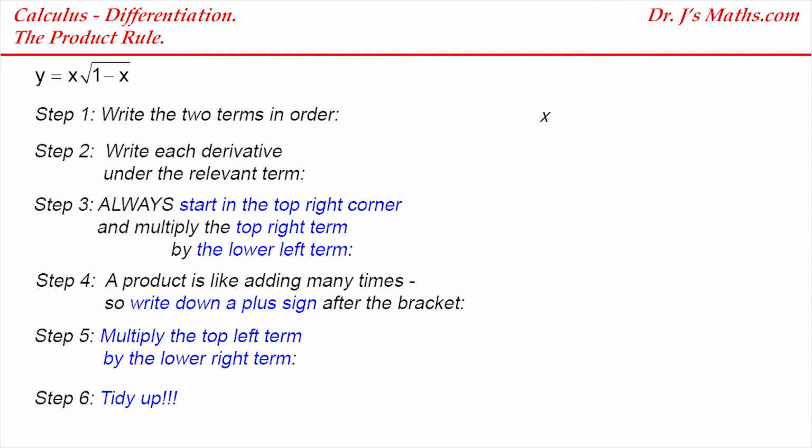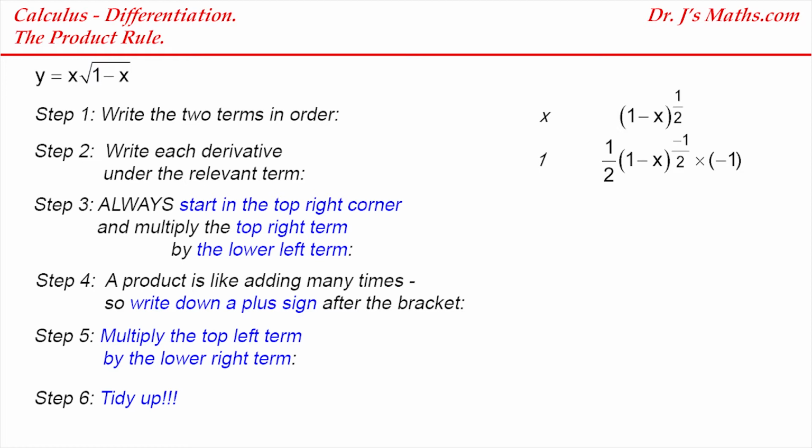Step 1, write the two terms in order. x, and instead of writing the radical, we're going to use the index of a half so we can access it easily. Derivative in step 2, derivative of x is 1. Derivative of the second term, bring the half down the front. We rewrite the brackets, 1 minus x. We take 1 off the index, a half goes to minus a half, and then we multiply by the derivative of what's inside the brackets, which is going to be minus 1.